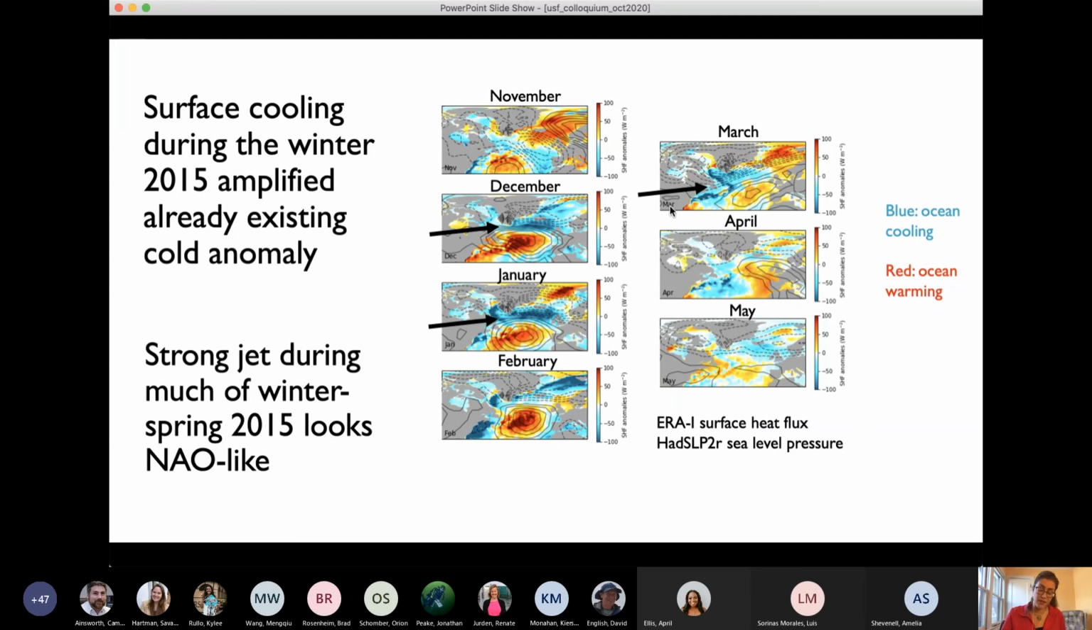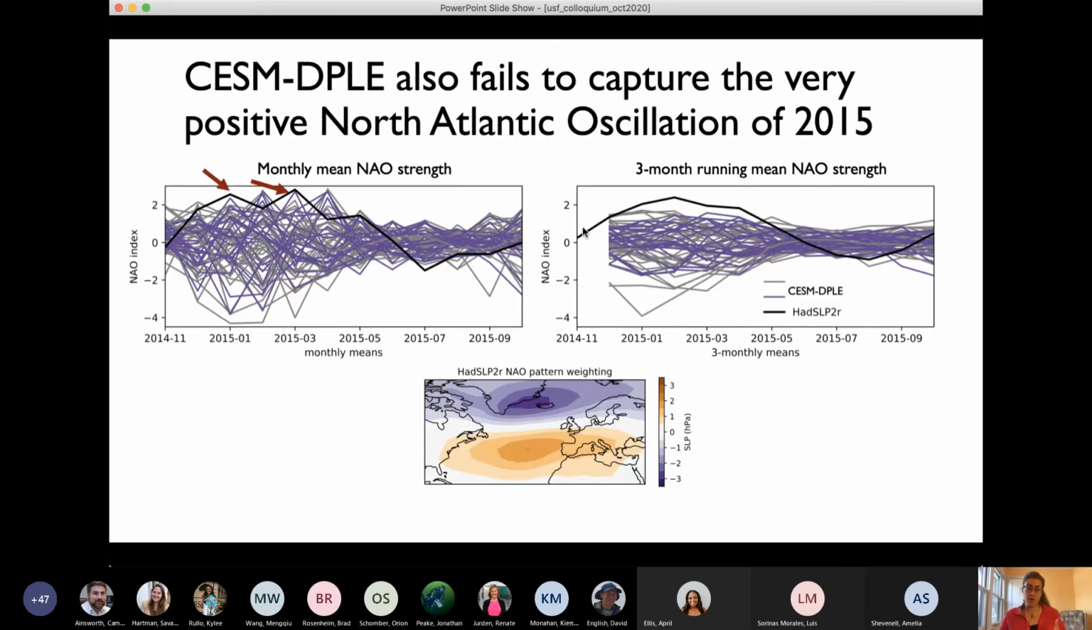So let's now think about, what does the atmospheric circulation in the DPLE look like? Do we have an atmospheric circulation with strong winds across the subpolar North Atlantic in any of the ensemble members? I'm using a metric, the North Atlantic Oscillation, which is the first leading mode of climate variability in the atmosphere. This is what the pattern looks like. You can see it has a nice strong sea level pressure pattern, so strong winds across the subpolar North Atlantic. Gray and purple are the NAO in the DPLE, each of the ensemble members. And the black line is the observed NAO index.